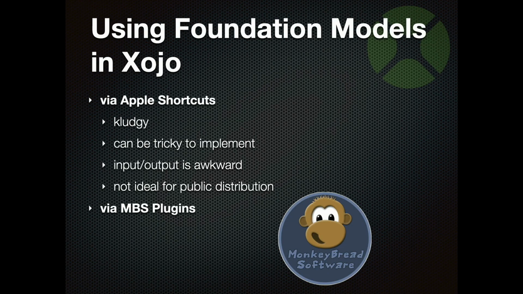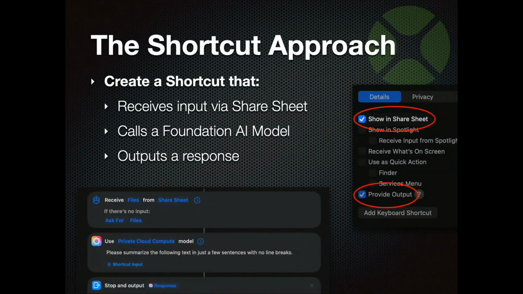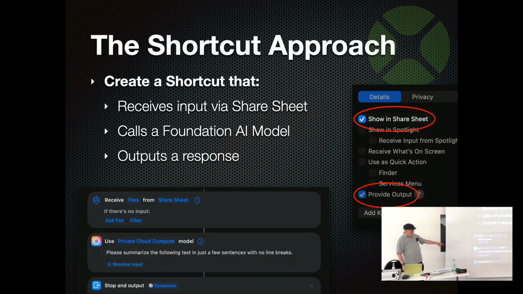The other way is with the Monkeybread plugins. Obviously, it's more complicated and costs some money, but it's much more powerful, and you can do a lot more with that. And if you're going to be doing public distribution, that's the way I would definitely recommend you go. So here's what a shortcut actually looks like.